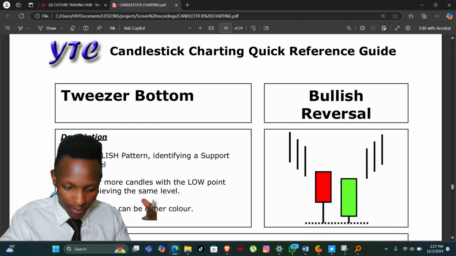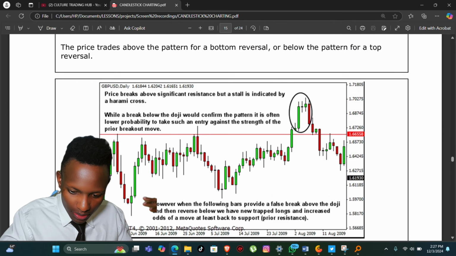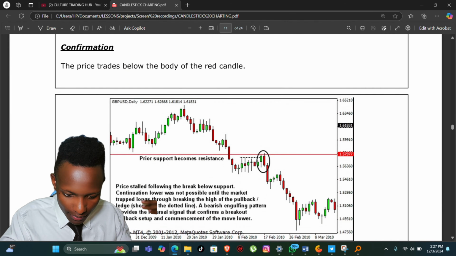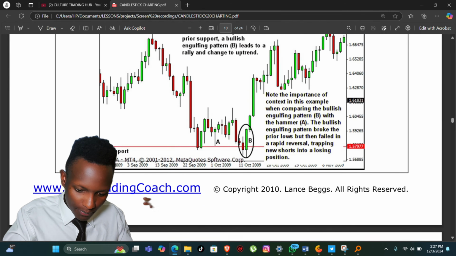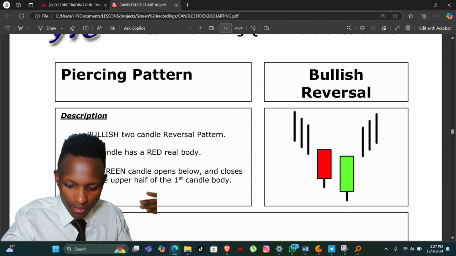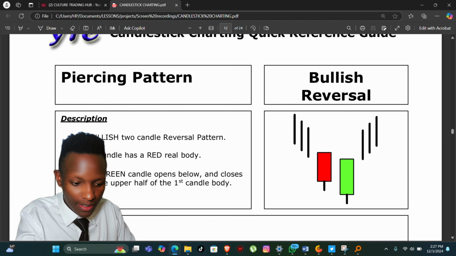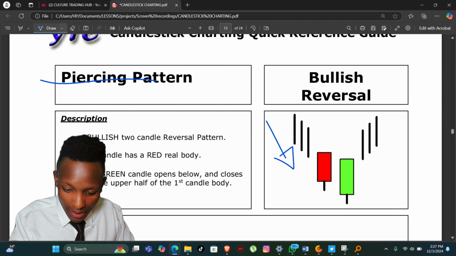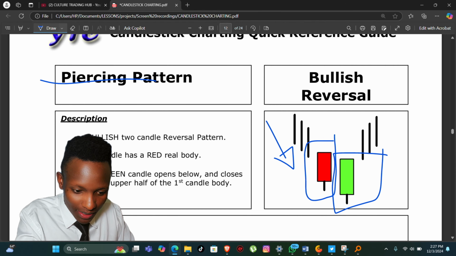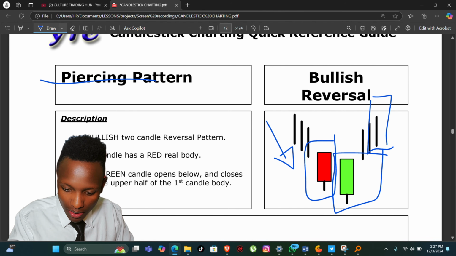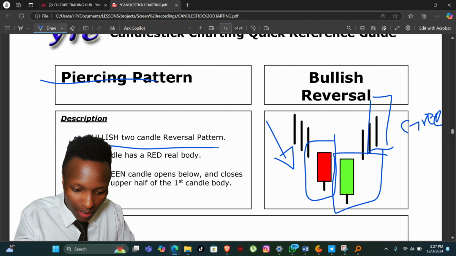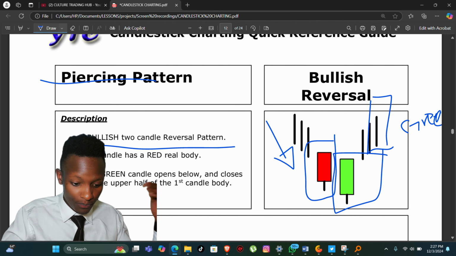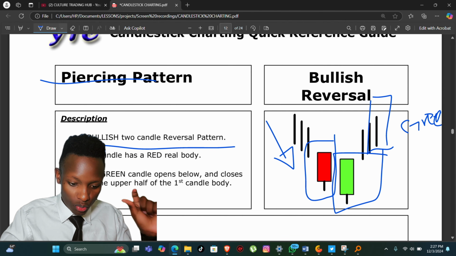So we want to look at the piercing pattern as I have just explained. In this case, this is the piercing pattern we have talked about. You can see that the market should be going down, then a red candle forms, followed by a green candle, and then we expect that the market is going to form a new candle that is green, and in this case we are going to trade rise. Looking at the condition, it is a bullish two candle reversal pattern.